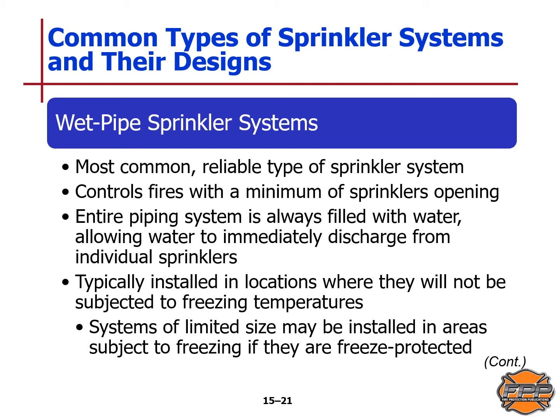Wet pipe sprinkler systems are the most common, reliable type of sprinkler system. It controls fires with the minimum number of sprinklers opening. The entire piping system is always filled with water, allowing water to immediately discharge from individual sprinklers. They are typically installed in locations where they will not be subject to freezing temperatures, and they are of limited size, so that they may be installed in areas subject to freezing if they are freeze protected.